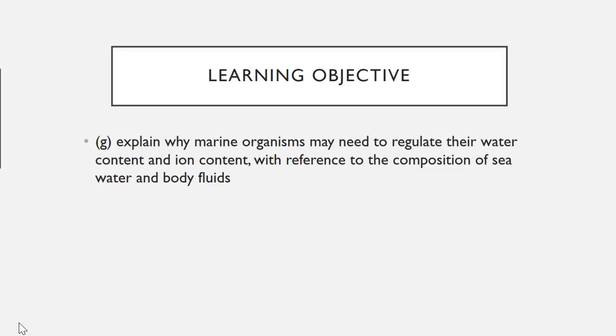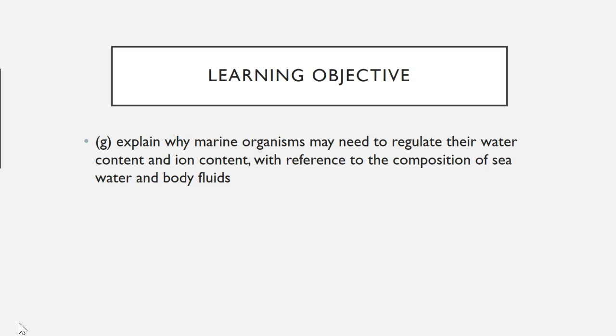So this morning we're going to kind of switch topics. We've been talking about surface area to volume ratio and movement of gases and nutrients and waste in and out and around the body. Now we're going to talk about how marine fish regulate their ions in their body and regulate the movement of water in and out of their body based on those ions.